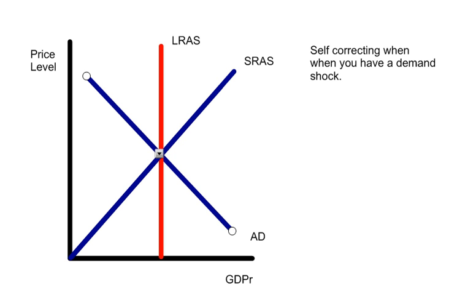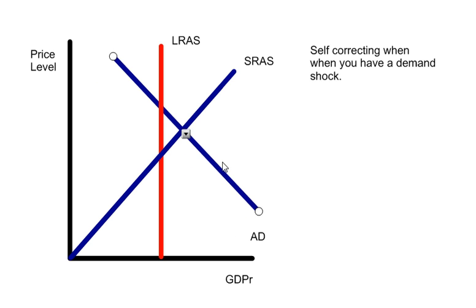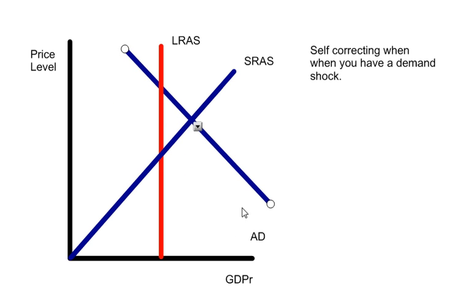Here's a brief video tutorial on what you can expect to see maybe on your FRQ. This is the aggregate supply, aggregate demand model, and this is what happens when you have a demand shock and you just allow it to self-correct. So if you have a positive demand shock, aggregate demand would move to the right in the short run. Prices would rise, producers would produce more goods and services, so we would move to this equilibrium right here.